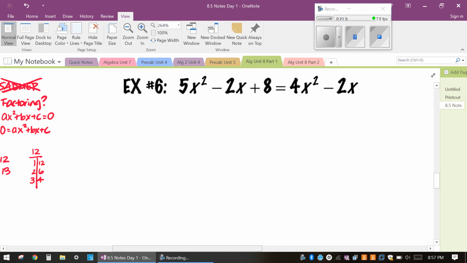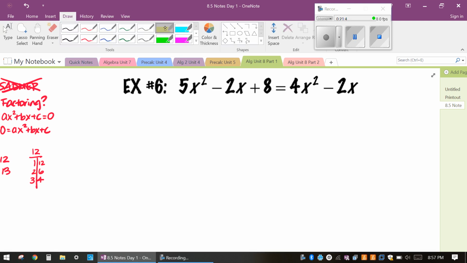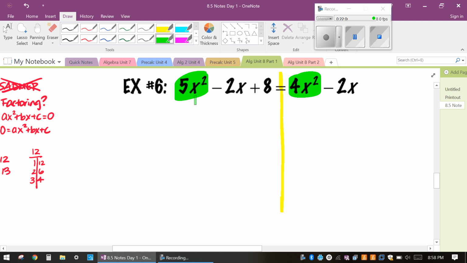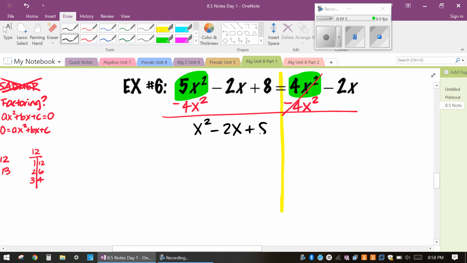Okay, take a look at the next one. Does that have a linear term? Yes. If there is a linear term, you want to combine all the terms on one side and set it equal to 0, the quadratic. So I'm going to go ahead and notice that I have quadratics on both sides. If you have quadratics on both sides, you cancel the smaller one. 4 is smaller than 5, so I'm going to go ahead and cancel that. That gives me x squared minus 2x plus 8 equals 0.